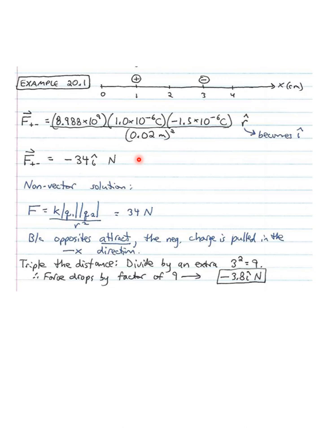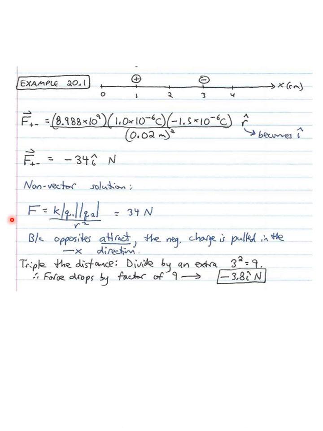Now, very often it's convenient to not think about the vector equation, but more simply think of the scalar equation. So here's the non-vector solution to that problem. The force is K times, and then you just use the absolute values of the charges, disregarding any negatives, and we get 34 newtons. And then we think, is the negative going to be attracted to the positive or repelled? Well, they're opposite, so it'll be attracted, so it'll be pulled in the negative x direction. So again, we could say negative 34 i hat newtons.